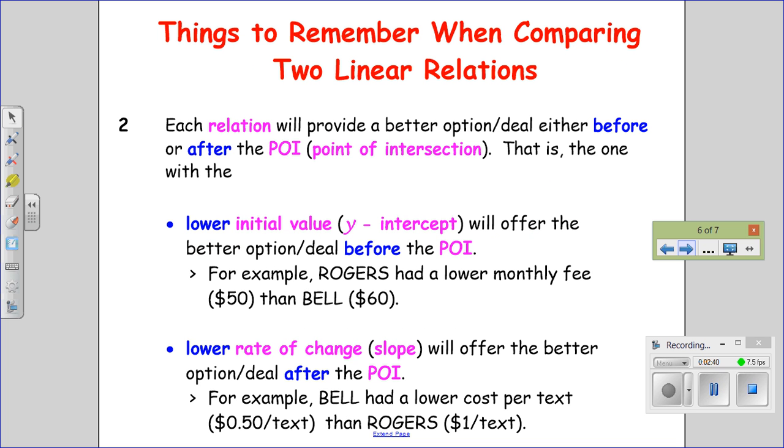Each relation will provide a better option or deal either before or after the point of intersection. That is, the one with the lower initial value will offer the better option or deal before the point of intersection, and the one with the lower rate of change will offer the better option or deal after the point of intersection.